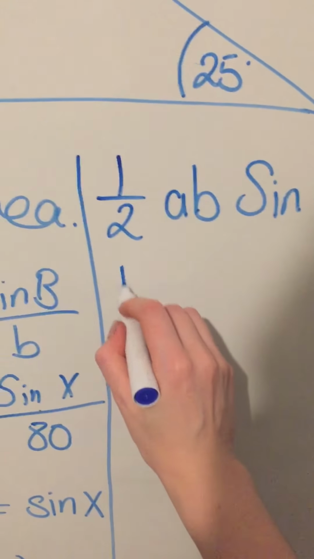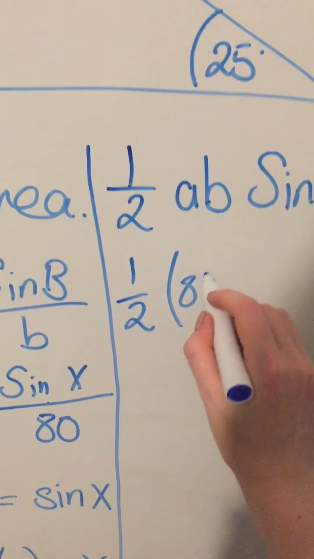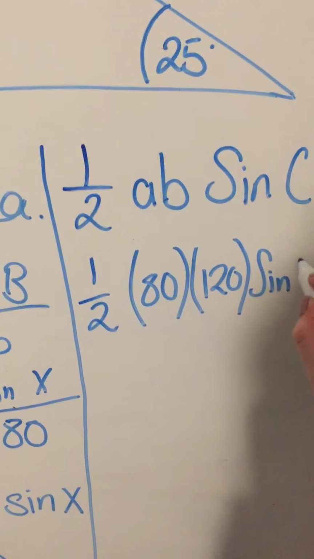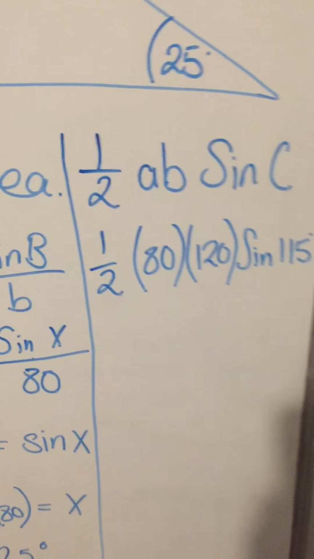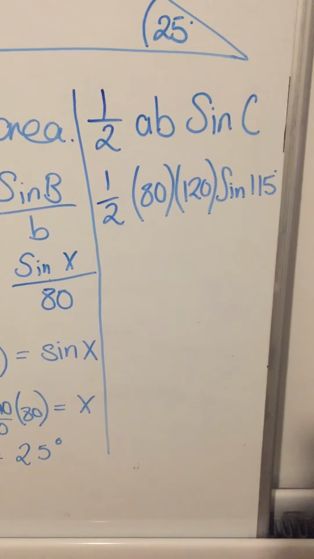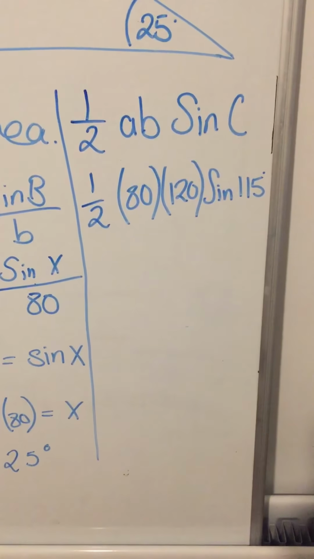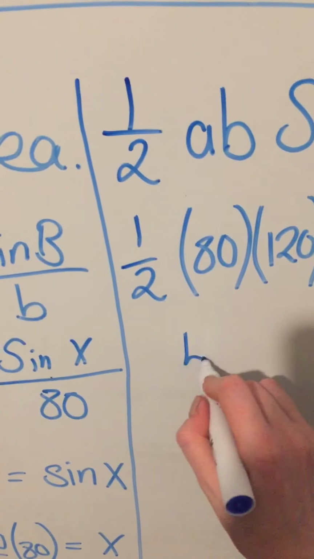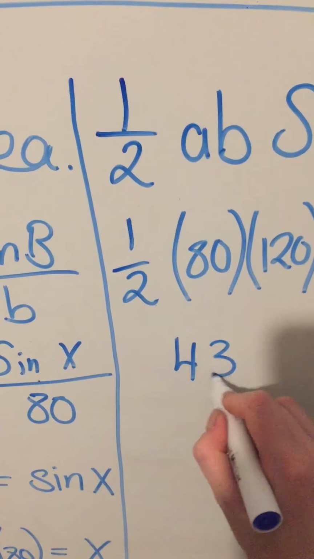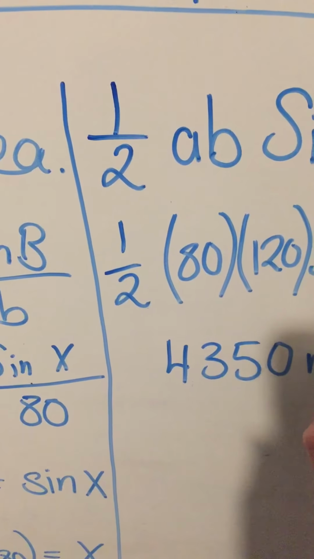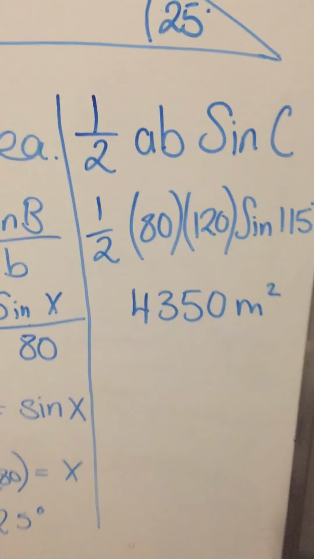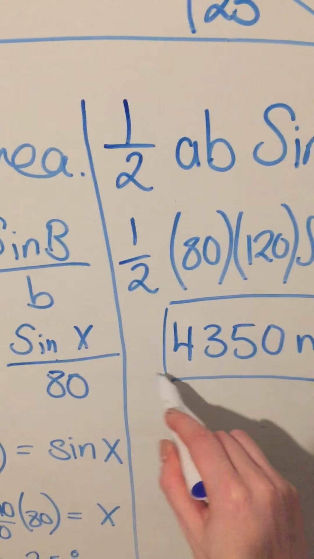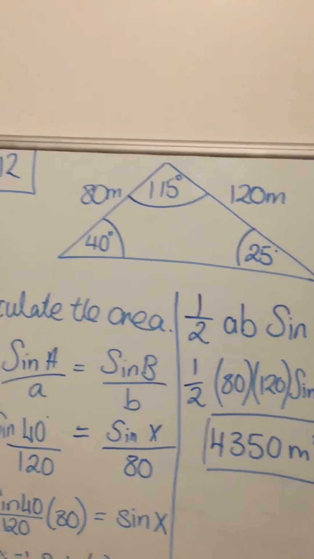So we've got half of 80 times 120 times sine of 115 degrees. Again, you can just go straight into the calculator with this, and when you type it in, remember you're looking for area, so it's going to be 4,350 meters squared. And there's your area, and there's your answer to question 12: calculate the area of this triangle.